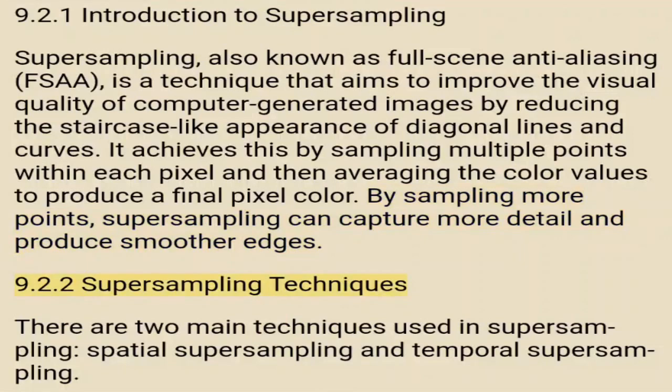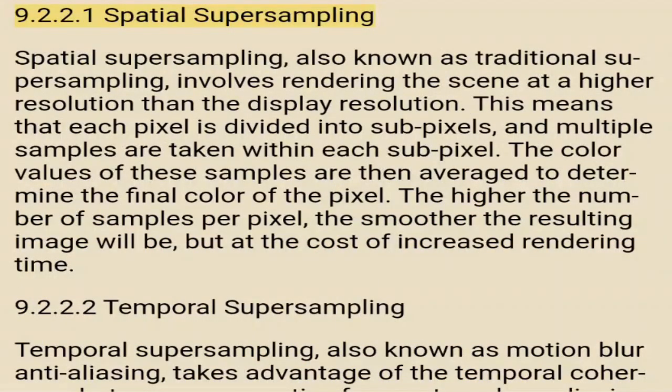9.2.2 Supersampling techniques. There are two main techniques used in supersampling: spatial supersampling and temporal supersampling. 9.2.2.1 Spatial supersampling. Spatial supersampling, also known as traditional supersampling, involves rendering the scene at a higher resolution than the display resolution. This means that each pixel is divided into subpixels, and multiple samples are taken within each subpixel. The color values of these samples are then averaged to determine the final color of the pixel. The higher the number of samples per pixel, the smoother the resulting image will be, but at the cost of increased rendering time.